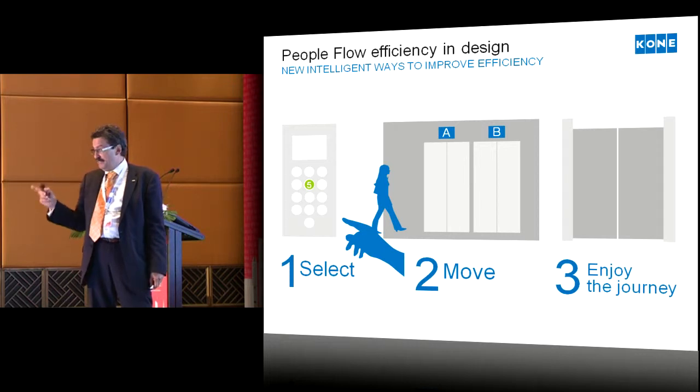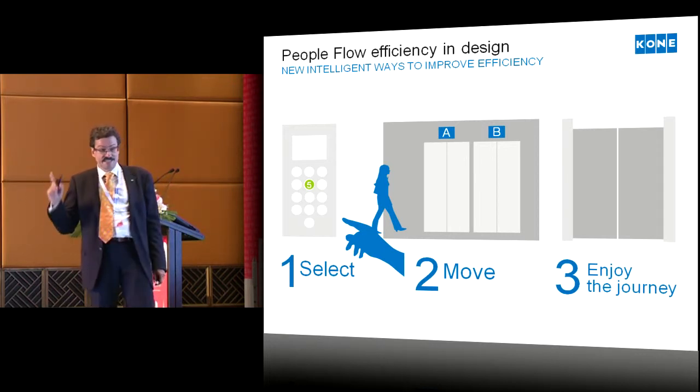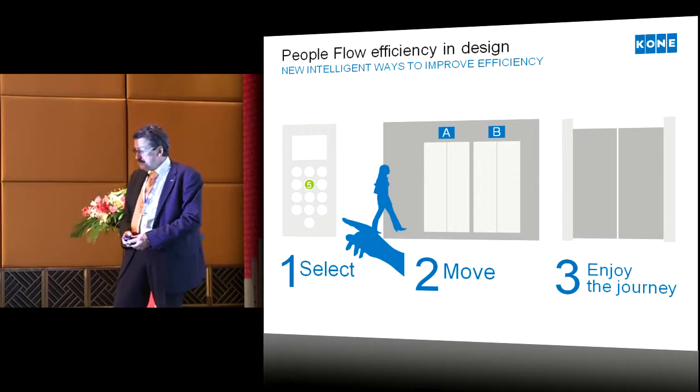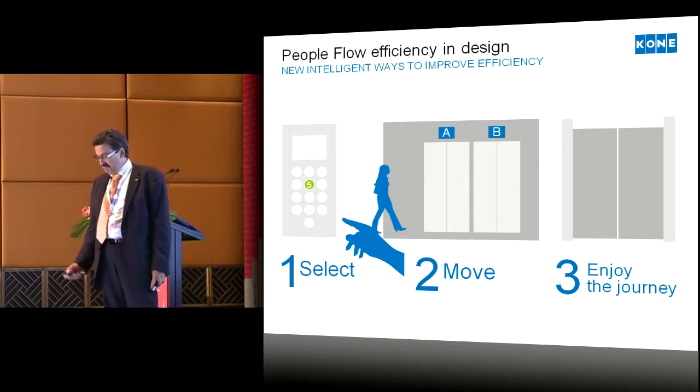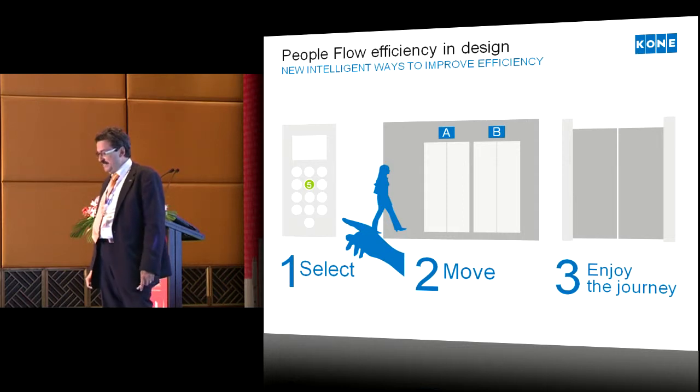But up-peak is not the only factor. I still want to warn: always ask for your lunch traffic simulation, because that's extremely important. How does the system work? Very simple. You give your destination outside the elevator. It tells you which elevator to use.